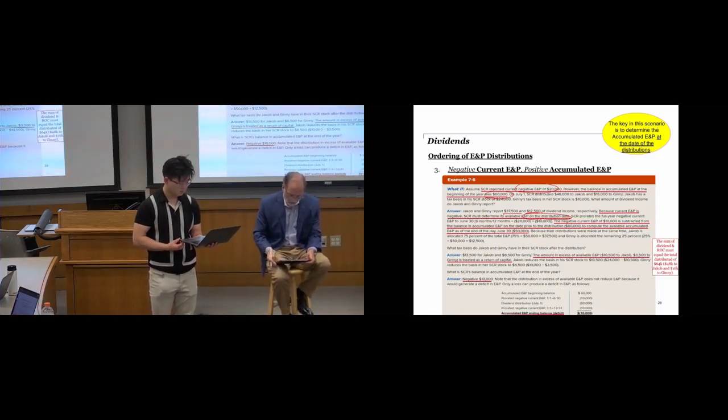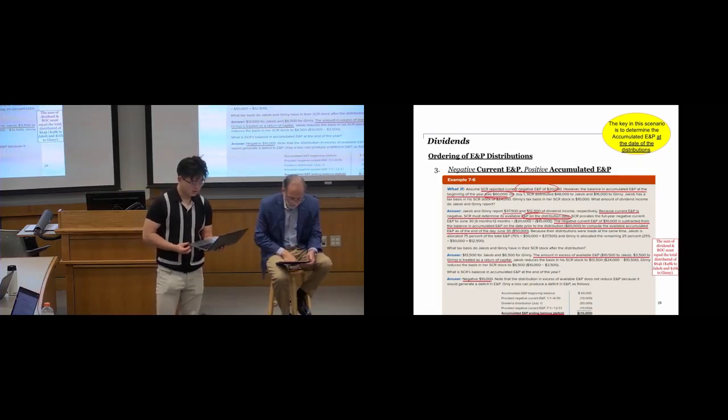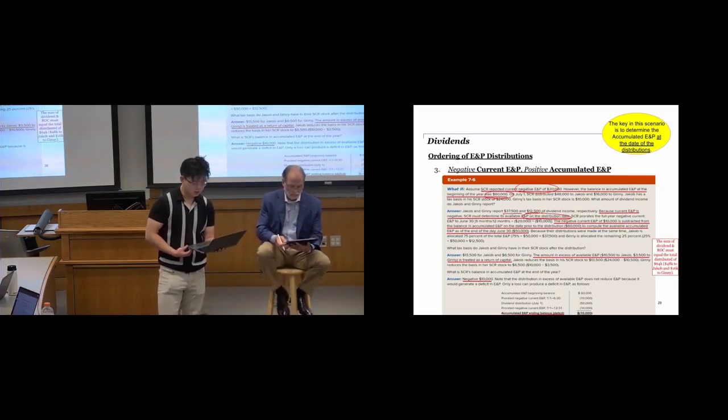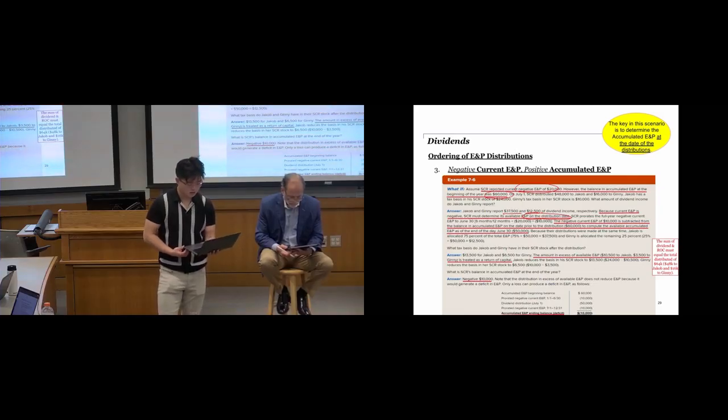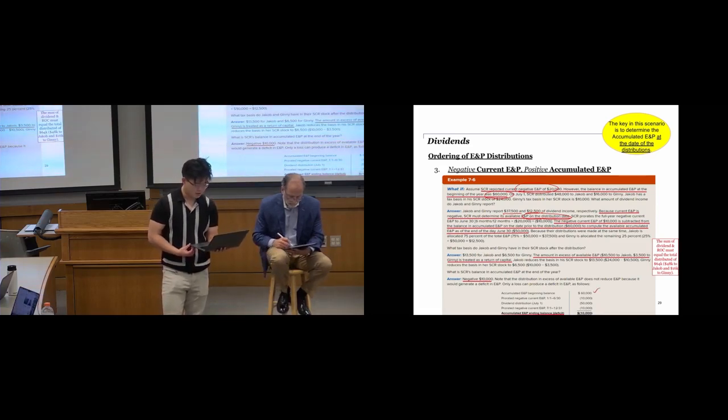Okay. Finally, what is SCR's balance in accumulated E&P at the end of the year? Negative 10,000. Since a distribution in excess of available E&P doesn't reduce E&P, it only allows it to produce deficit E&P, as follows. With an accumulated E&P beginning of 60,000 minus a prorated negative of 10,000, the dividend distribution of 50,000, and the prorated negative current of 10,000.